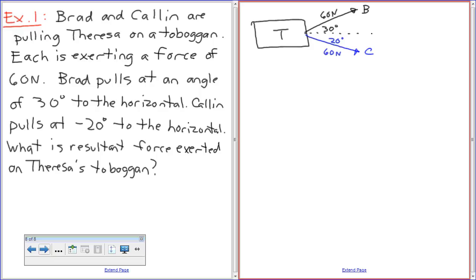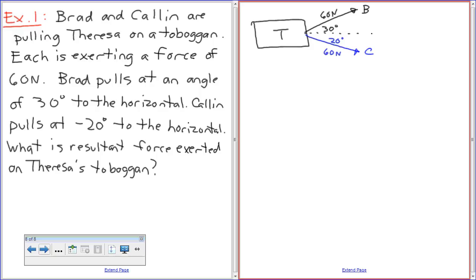How are they going to be added? I can't just add those like that. What do I have to do? Yeah, well, you can use vector components if you want to. I'm going to use trig in this case. You don't have to. You can use vector components if you want to. But what do I have to do to the diagram though? I definitely have to rearrange it, because the vectors have to be added tip to tail. So I'm going to make a triangle out of this.